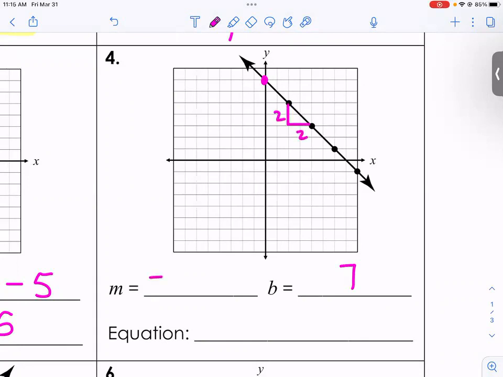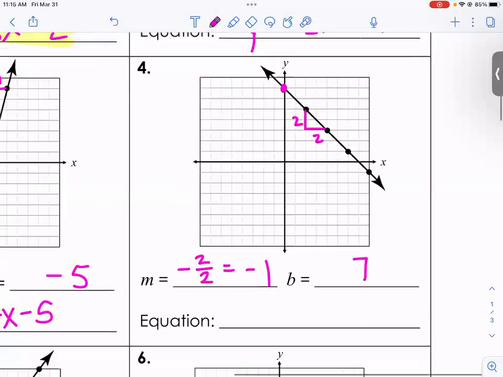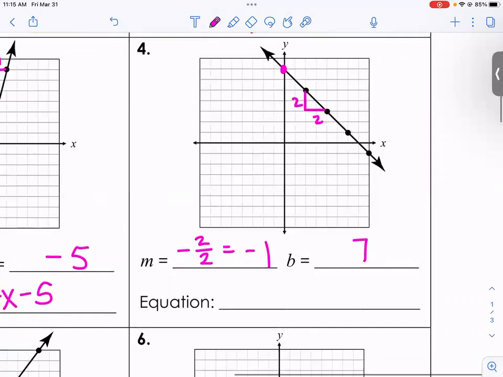Okay, so our rise is 2 and our run is 2. So Harper, what happens when we have 2 over 2? Yeah, I want you to write this as -1. Okay, so I appreciate Harper, you being willing to share that with us. I don't think you were the only one who identified that as -2 for the slope.